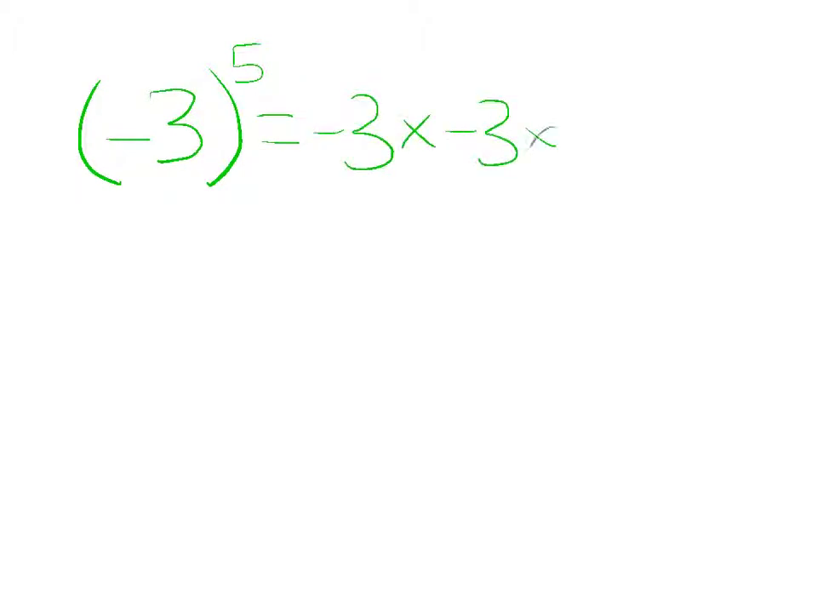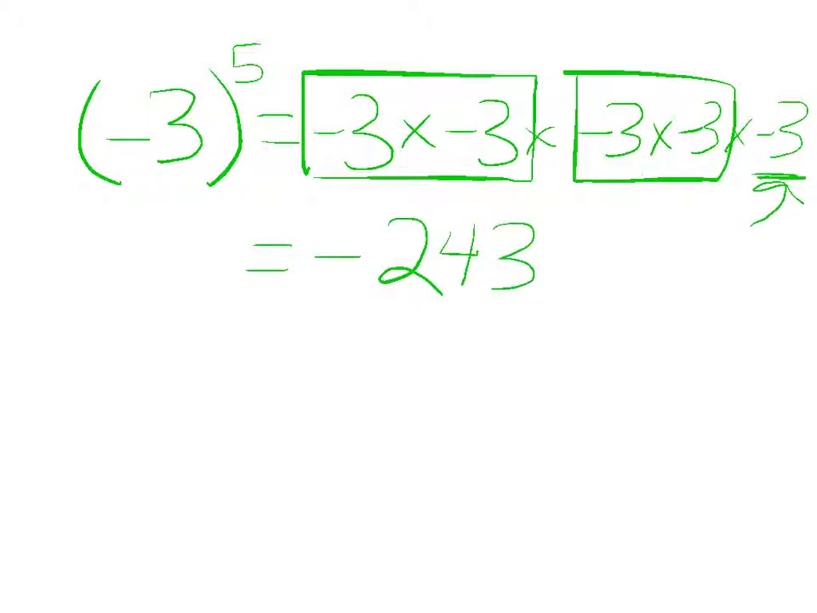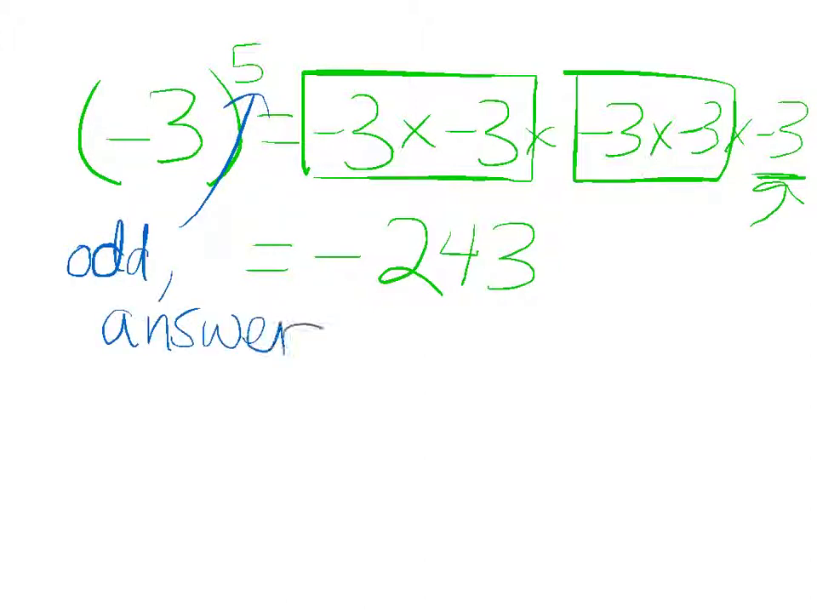Another example might be if I have something like negative 3 in parentheses to the, let's say, 5th. So I have 5 negative 3's. Every 2 is a positive, and then I have this one extra negative, so I'm going to end up with negative, in this case, 243, if you do the multiplication. Okay, so that rule says if the exponent is odd, then the answer is negative.